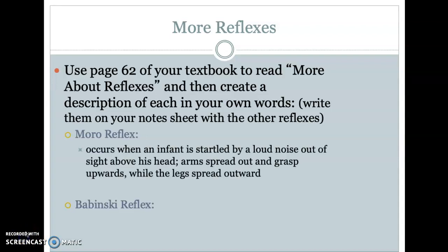All right, so the Moro reflex, you should have written down that it occurs when an infant is startled by a loud noise out of sight above its head. What happens is their arms spread out and they grasp upwards while their legs spread out, and it looks just like this image right here. So when they get startled, they kind of panic and spread everything out, almost like, hey, somebody pick me up, I need help, okay? The other one is the Babinski reflex.